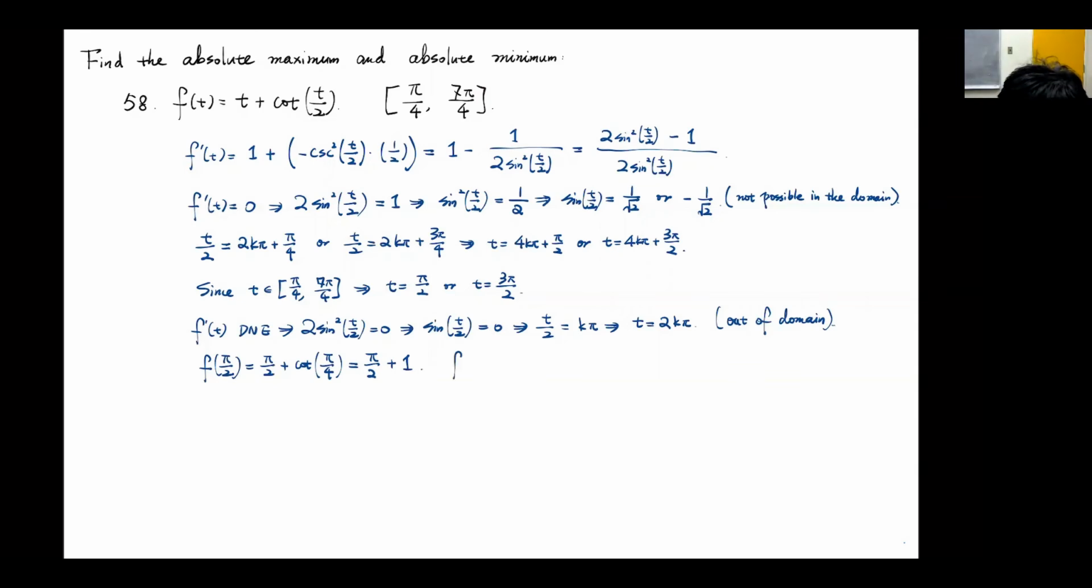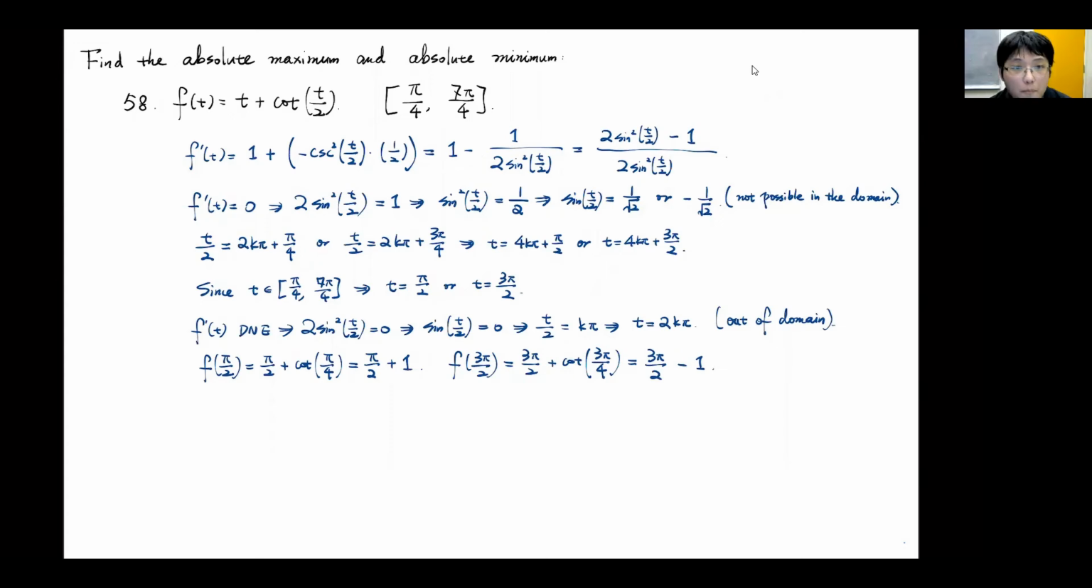All right, and also f of the other critical number, 3 pi over 2, that will be 3 pi over 2 plus cotangent of 3 pi over 2 divided by 2. So I should get 3 pi over 4. And you should know that cotangent of 3 pi over 4 is going to be -1. So these are also trig values that you should memorize. Okay, so these are the function values at the critical numbers.